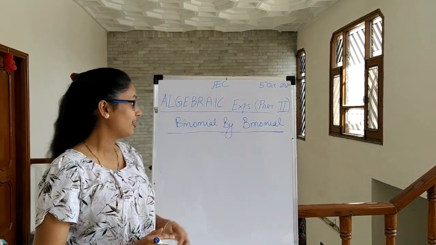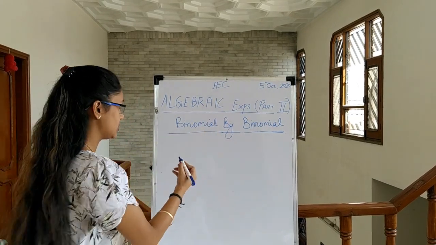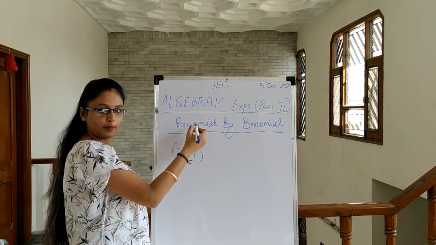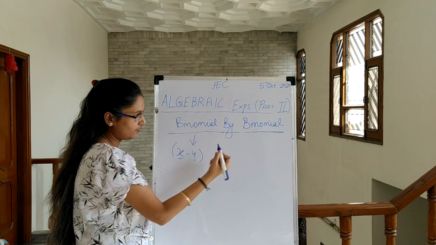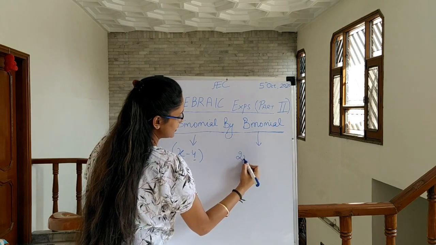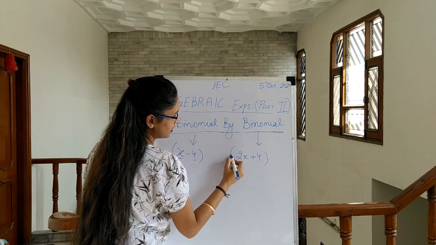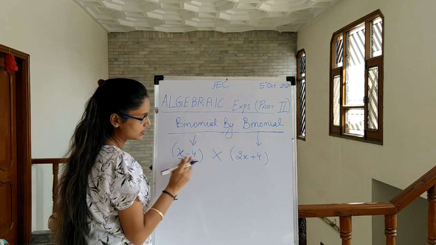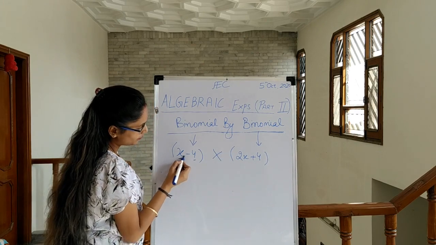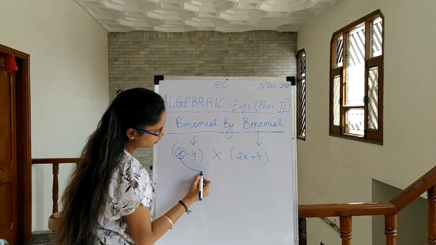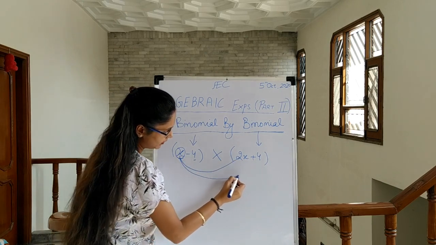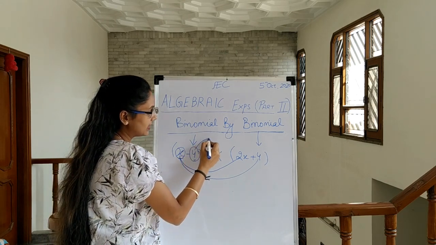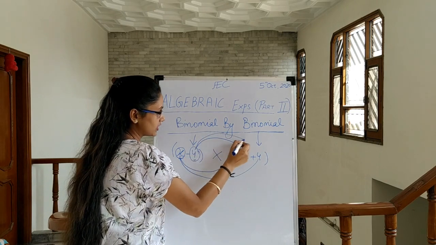Now moving on, next we have binomial by binomial. So let me take an example. x minus 4, which is again your binomial because here two terms are involved, and 2x plus 4. So here we have a binomial and here is also a binomial. We're going to multiply this binomial by this binomial. So here the first term, which is x, first we need to multiply by 2x, then you're going to multiply by 4. Then moving on, we have another term which is minus 4. Then we multiply minus 4 by 2x and minus 4 by 4.